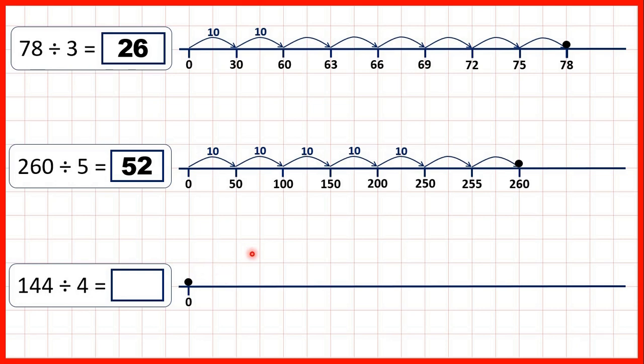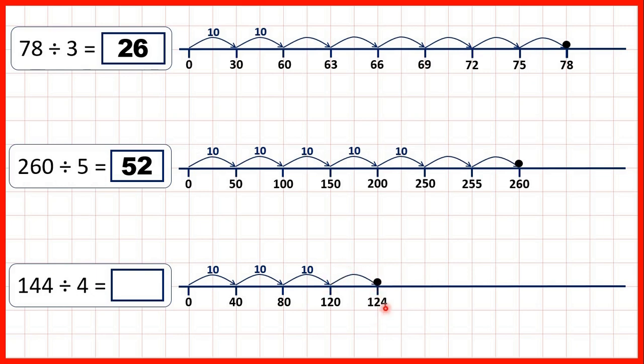Rather than counting in steps of 4, we can count in steps of 10 times 4. So the first jump of 10 times 4 takes us to 40, then another 10 lots of 4 will take us to 80, and another 10 lots of 4 will take us to 120. Now if we jumped another 10 lots of 4, that would take us to 160, but that would be too many. So now we just need to count on in 4s.